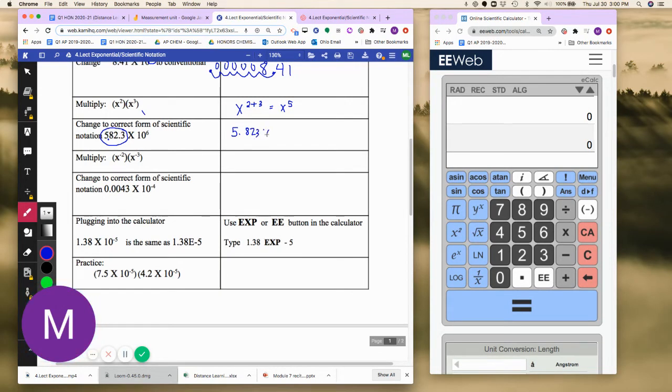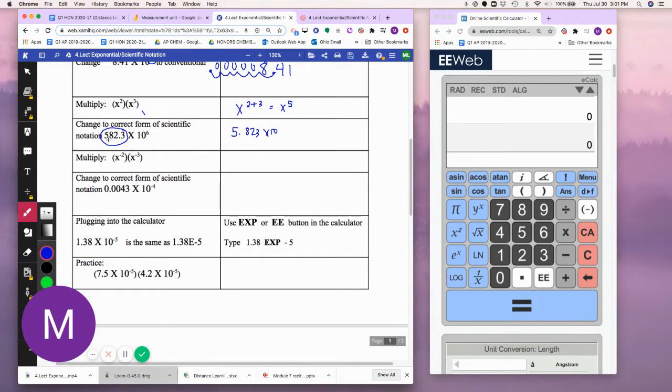5.823 times 10. How many times did you move it? You moved it twice. Now, is this number a big number or a small number? $582 is a big number, so leave it positive. Then you put this in, times 10 to the 6. So this will be 5.823 times 10 to the 8th.